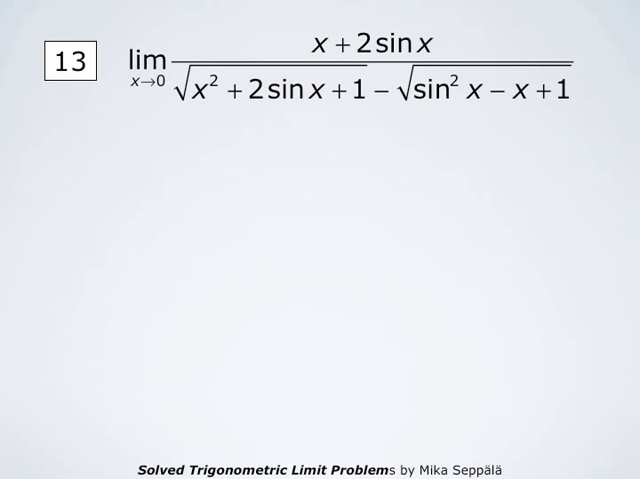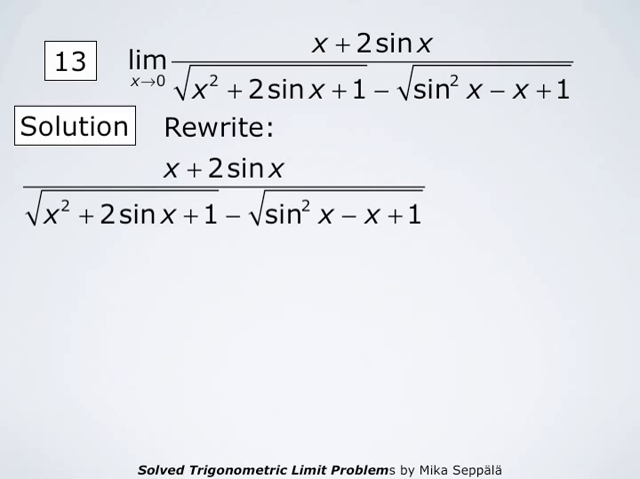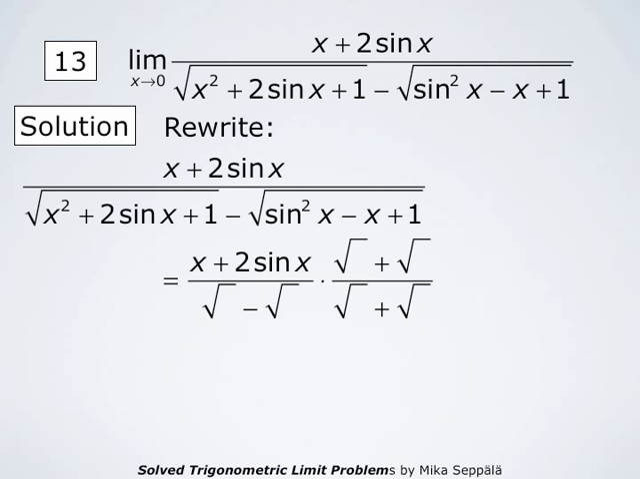And we have a problem that we have to deal with first, which is the difference of the square roots in the denominator. We get rid of that difference by a standard rewriting. We multiply and divide by the conjugate expression. So we take the original expression x plus 2 times sine x divided by square root of x squared plus 2 times sine x plus 1 minus square root of sine squared x minus x plus 1. And we take the sum of these two square roots. We multiply and divide by it. So the whole expression now becomes x plus 2 times sine x divided by the difference of the square roots times the sum of the square roots, divided by the sum of the square roots.